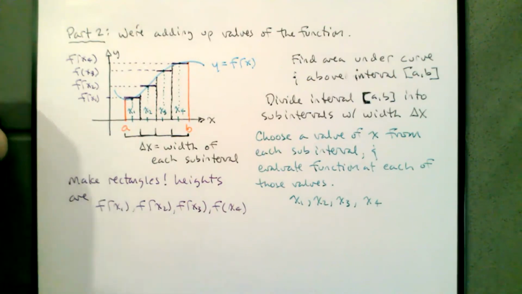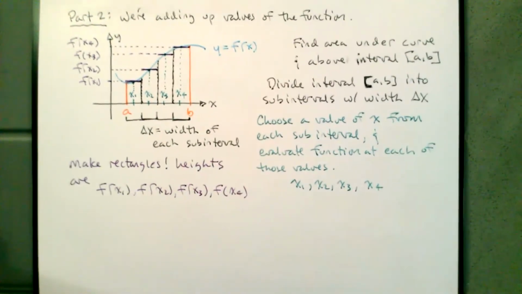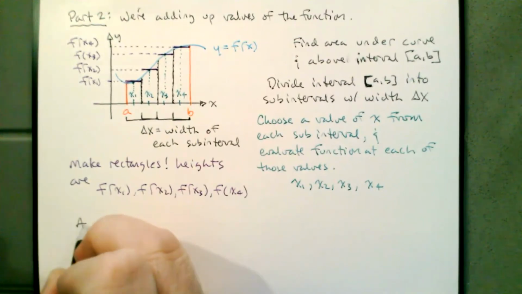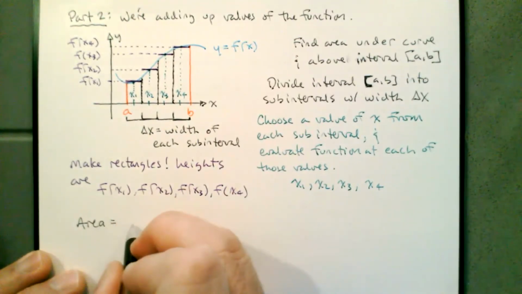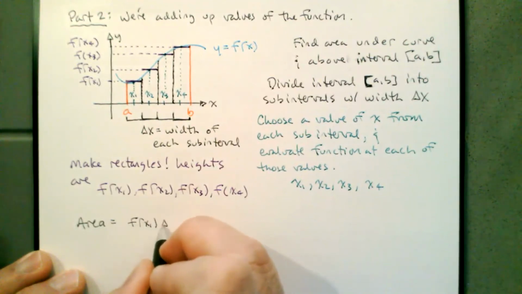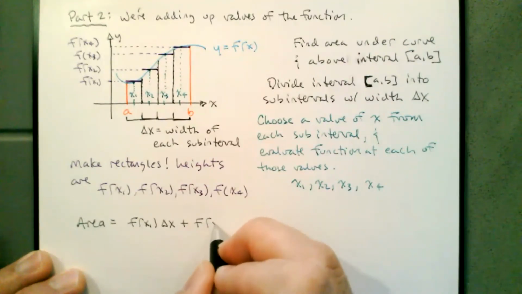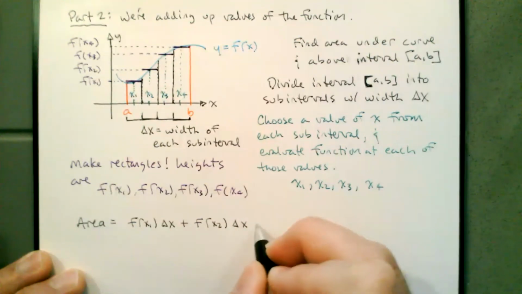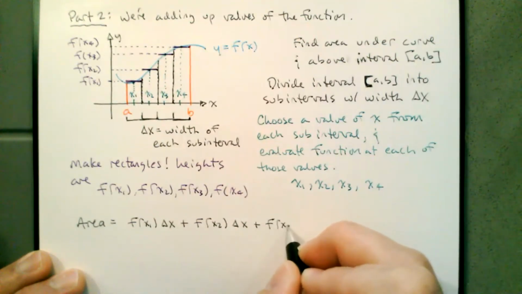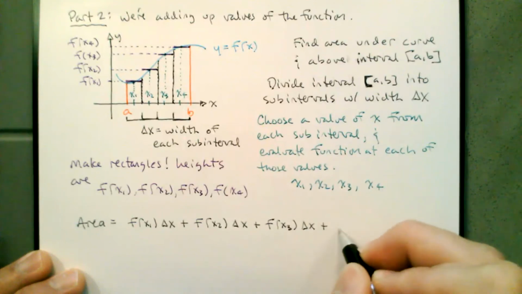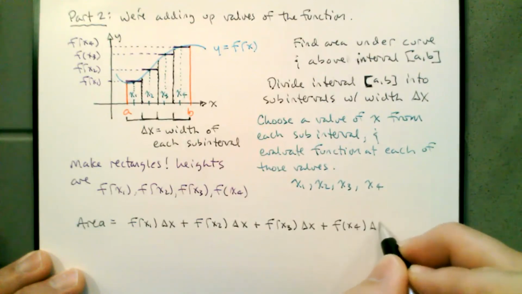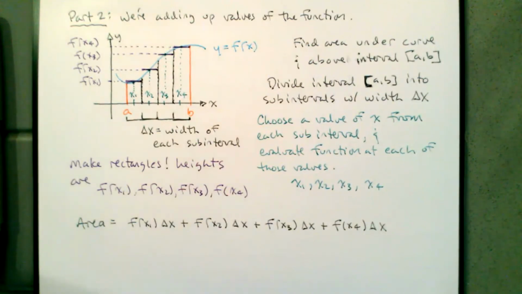So the area is f at x1 times delta x. That's that first rectangle. Then we have the next rectangle, f at x2 times delta x. The next rectangle is f at x3 times delta x. And the fourth rectangle is f at x4 delta x. It looked different when we made this calculation before because I had numbers 20, 30, 38, 44, 48, and 50.